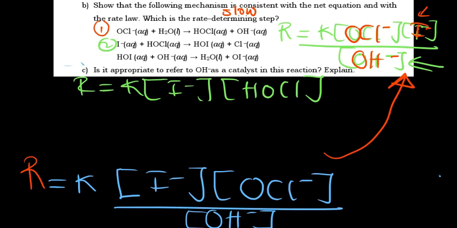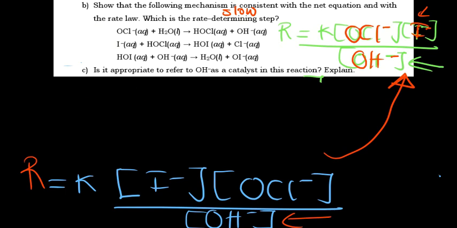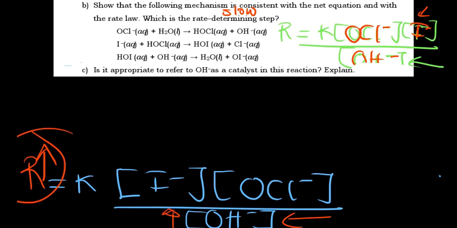Now C says, is it appropriate to refer to hydroxide as a catalyst in this reaction? Now if you check hydroxide, it's actually part of a denominator. If you're going to increase its concentration, the rate of the reaction is going to be slowed down, because the rate and hydroxide are inversely proportional. If you increase hydroxide, it means the value there will reduce. It's like if you've got R being equal to 1 over X.